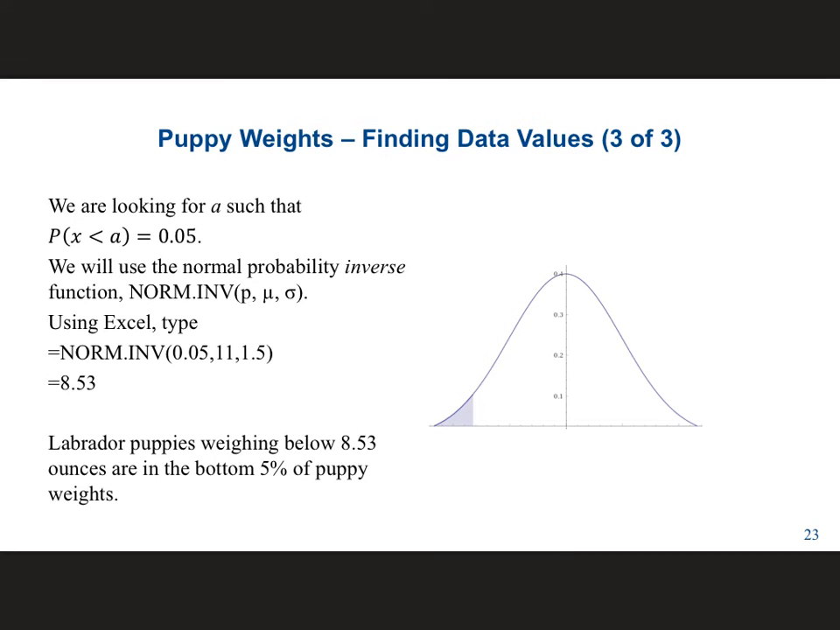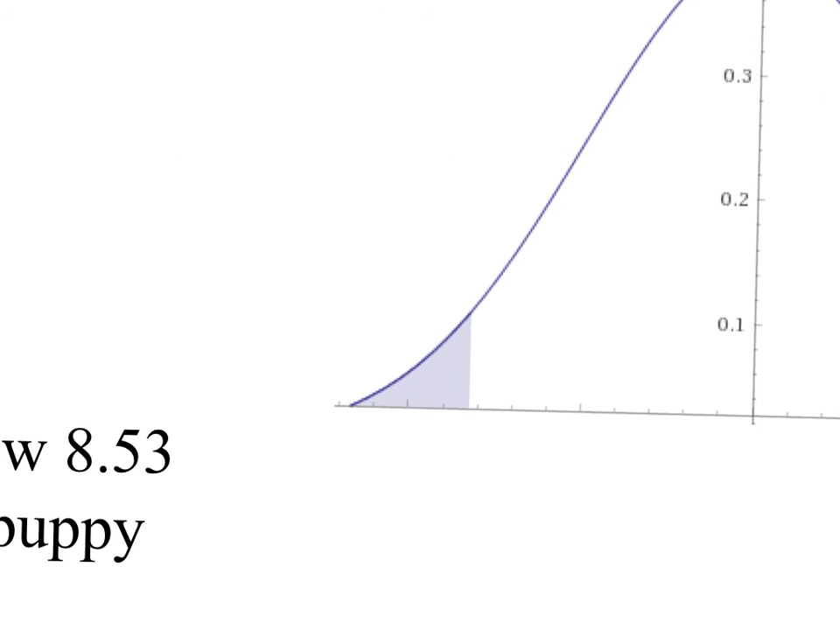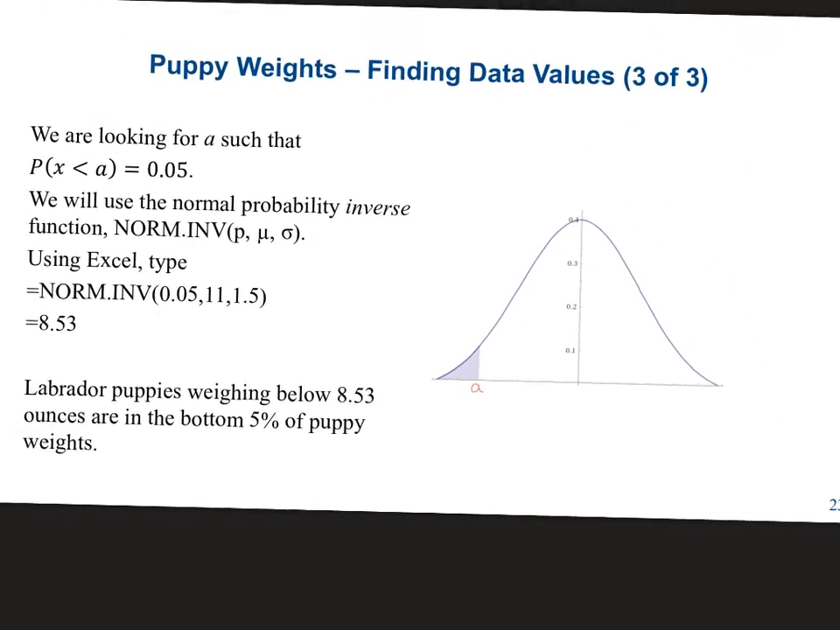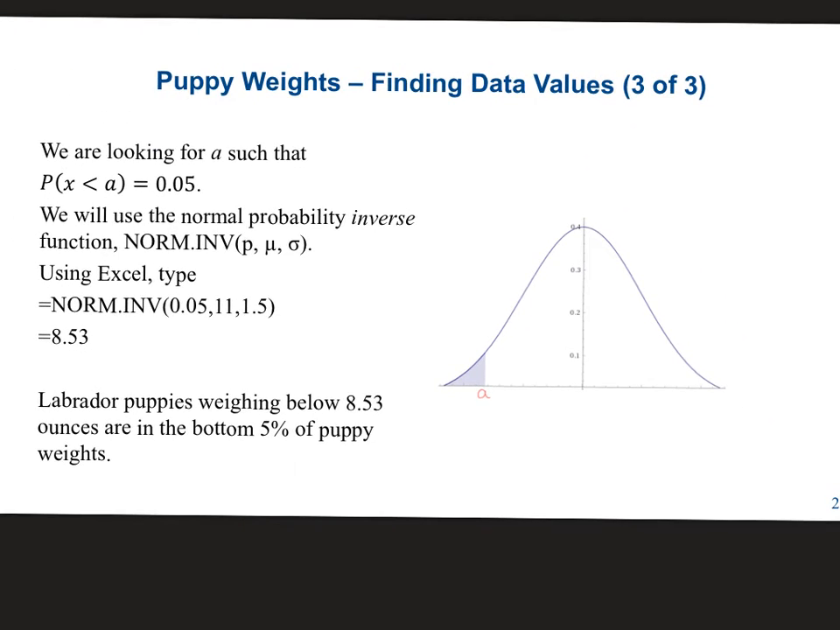And then since we're looking at a probability that X is less than some value, I'm going to try to zoom in. Let's call this A. So I'm looking for that probability. We are going to use an Excel function that does an inverse. So it's the normal probability inverse function, norm.inv, and you'll put the probability, the mean, and then the standard deviation.